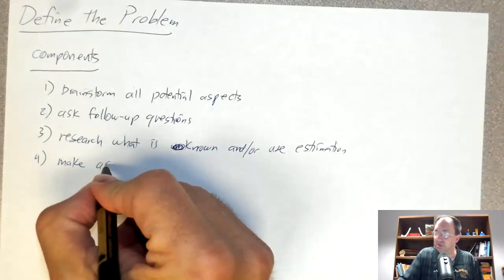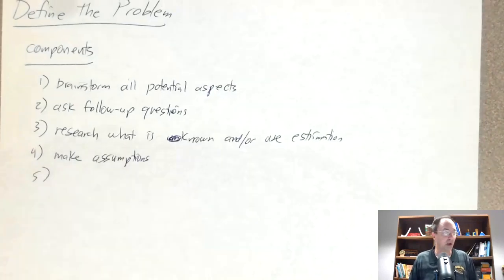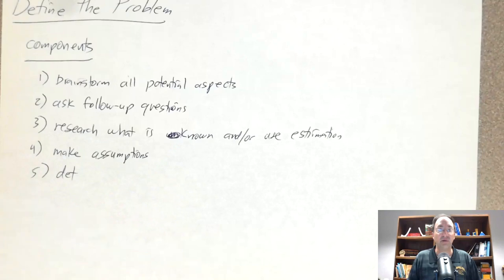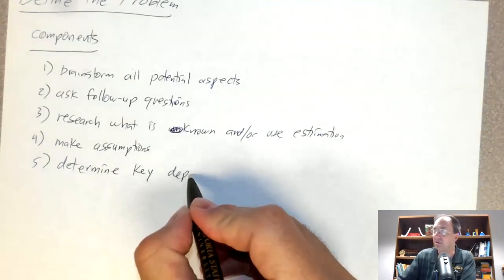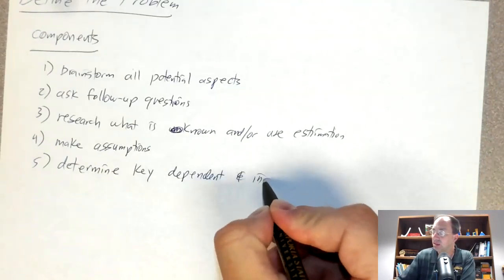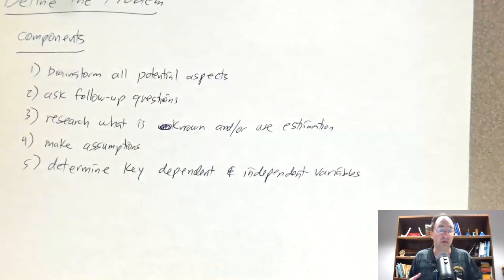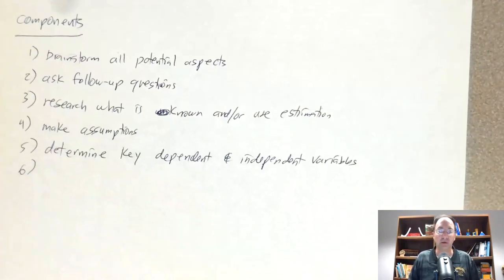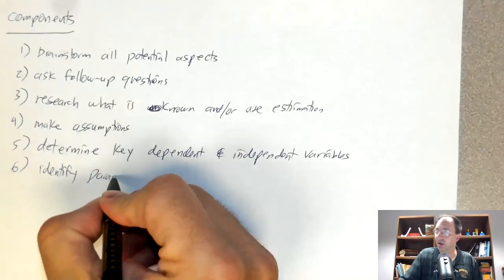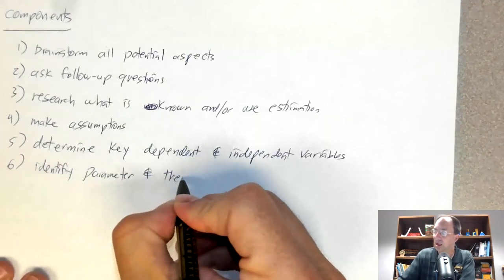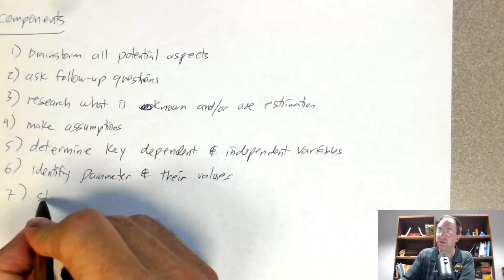At some point, you're going to need to make assumptions. Remember, part of this stage is simplifying the problem, and assumptions generally do that. Another thing is to determine the key variables of this problem. Right, so determine the key both dependent and independent variables. Of course, the dependent variable is probably going to be the output of some model that you are working on. There's also parameters. So we need to identify parameters and their values. And then once we're done, the final step will be to state the newly defined problem.